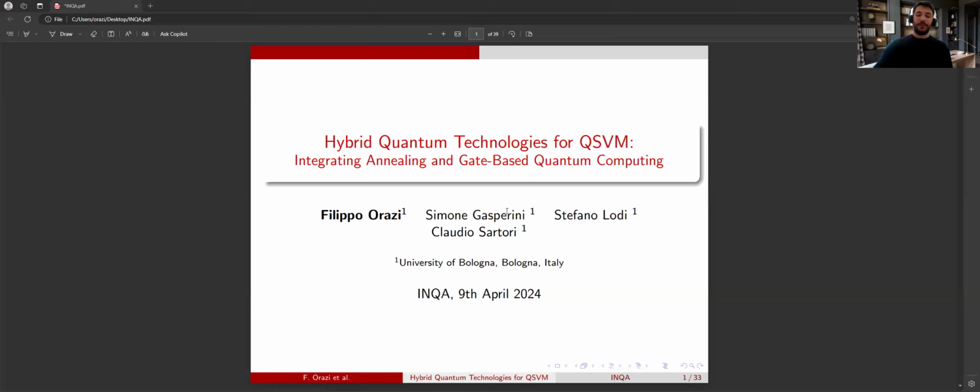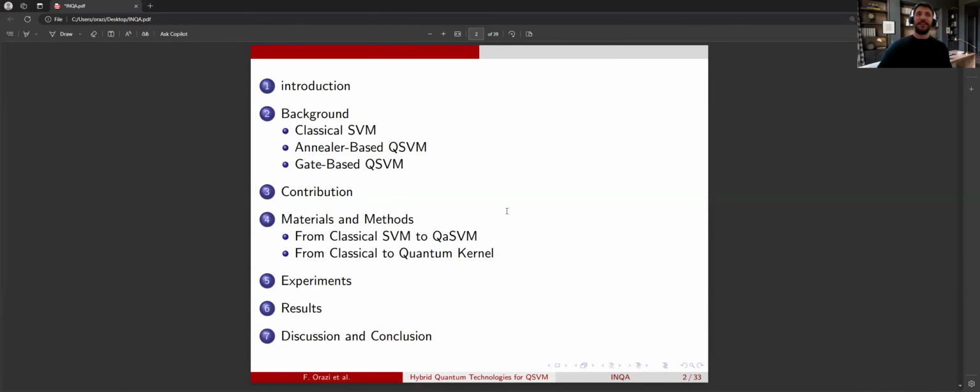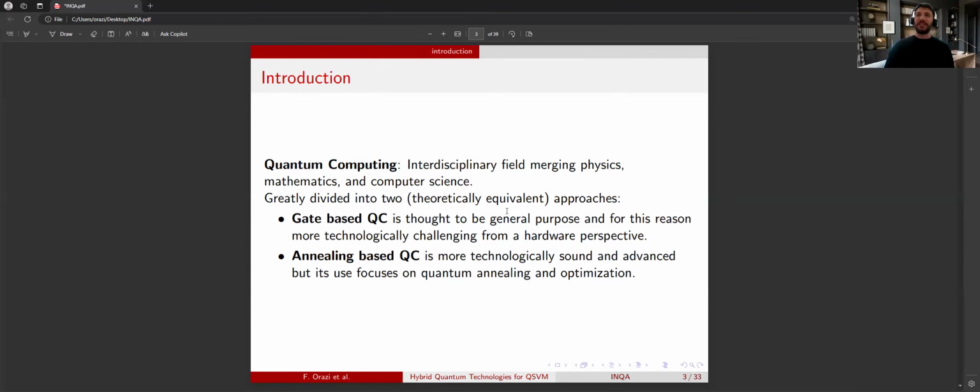We can see. So I'll start with a quick introduction, then I'll do some background about support vector machine and contribution, material and methods, and I'll show some experiment and some results, and from there a discussion. Pretty standard workflow. The introduction, I believe everyone knows if they are following this seminar, but quantum computing is the field that merges physics, mathematics, and computer science. It is based on computation with quantum effects.